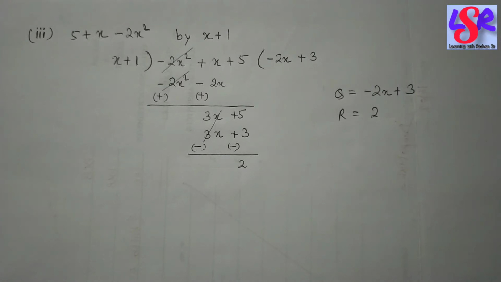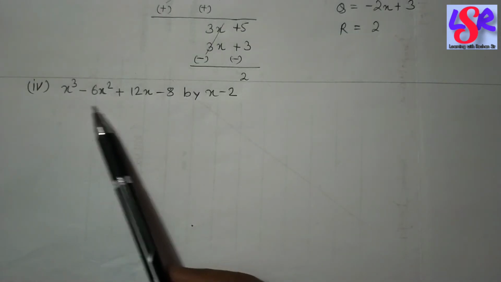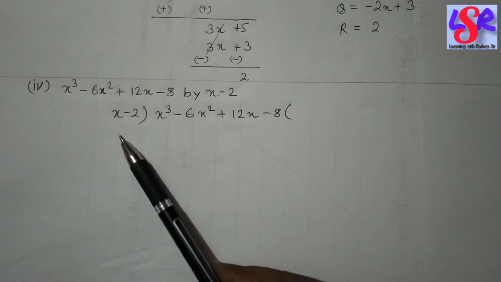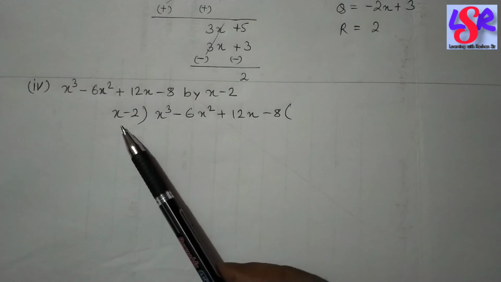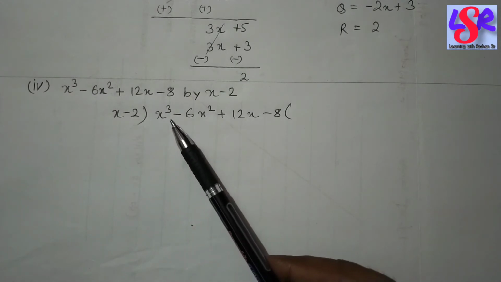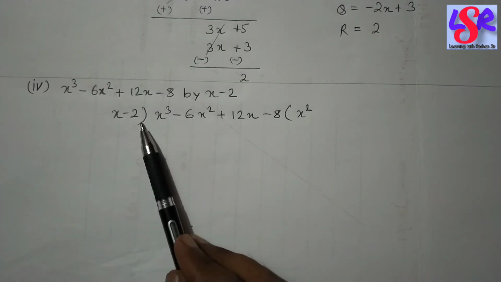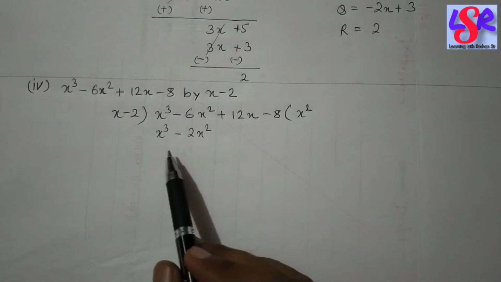Now let's see the last part of this question. In this one we are having the polynomial of 4 terms divided by a binomial. And very first of all, we are going to write this one as this one. Then we'll see what we multiply in x to get x cube, and we get x square. On multiplying x by x square we get x cube. Then we are going to multiply this x and minus 2 both by x square, and now we'll change the sign of the second expression and subtract it.